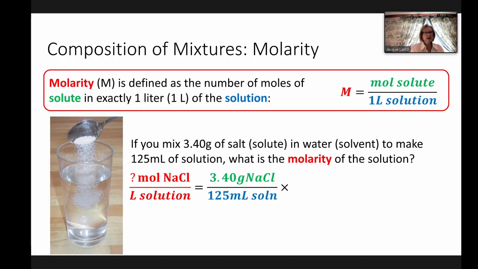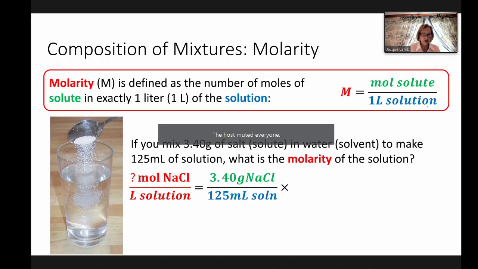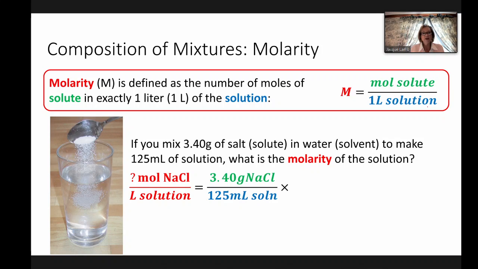And we do that using the term molarity. Molarity, which is defined by a capital M, is defined as the number of moles of solute per liter of solution. So if you mix 3.4 grams of salt, sodium chloride, which is your solute, in water, which is the solvent, to make 125 milliliters of solution, what is the molarity of the solution?